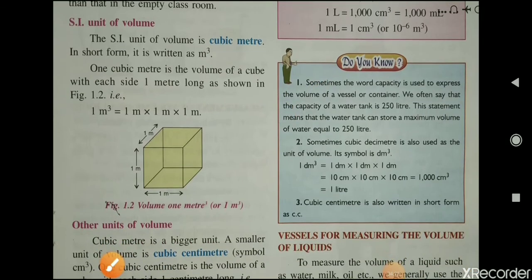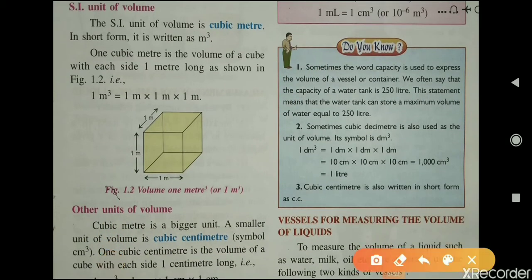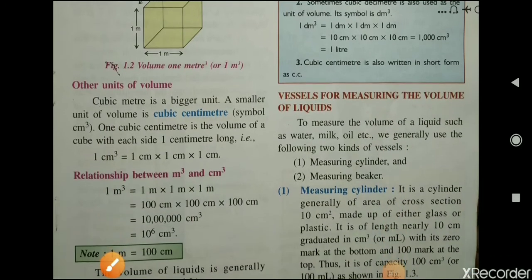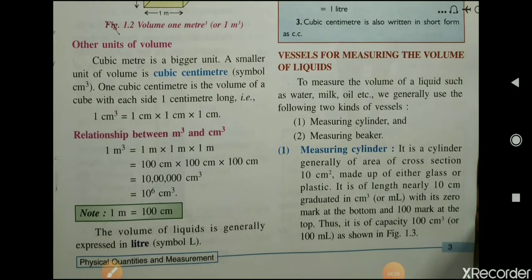And how can we define 1 cubic meter? 1 cubic meter is the volume of a cube with each side 1 meter. A cube with each side 1 meter is known as 1 cubic meter. And the other unit of volume is centimeter cube. The relationship between meter cube and centimeter cube is 1 meter cube equals 10 raised to the power 6 centimeter cube.